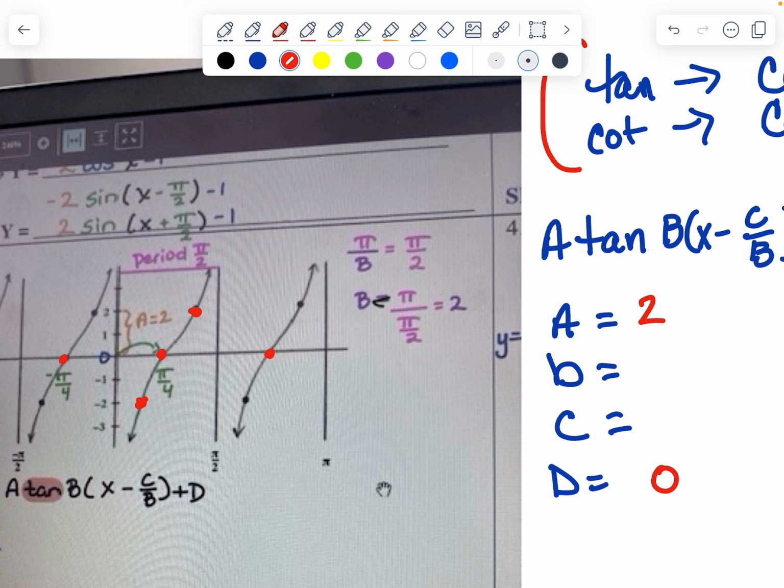Now, is it positive or negative? Tangents go from right to left, right? They take this pattern, so those are positive. If they were backwards, then we know it would be negative, right? But they're not.